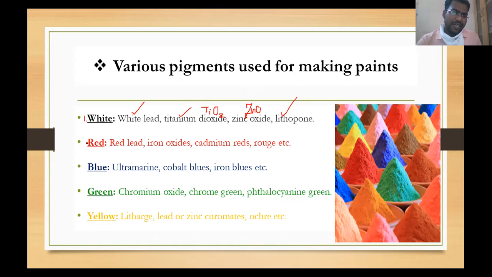For making the red color, again there are some important pigments. First one is the red lead. Second one is iron oxide. Third one is cadmium red. Then rouge.